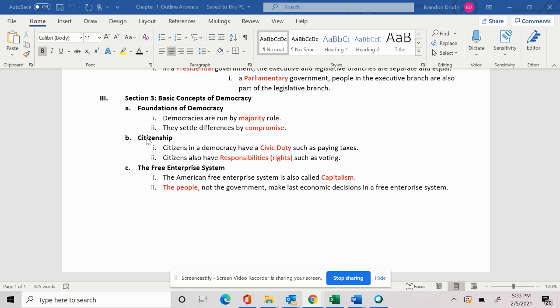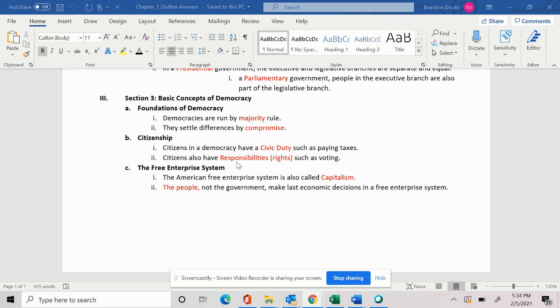Our next section is citizenship, and citizens in a democracy have a civic duty such as paying their taxes. Citizens also have responsibilities or rights such as voting. The big question here is what's the difference between duties and responsibilities? The best way to put this is that duties you are required to do as a citizen, so you have to pay your taxes. So you have to do a civic duty.